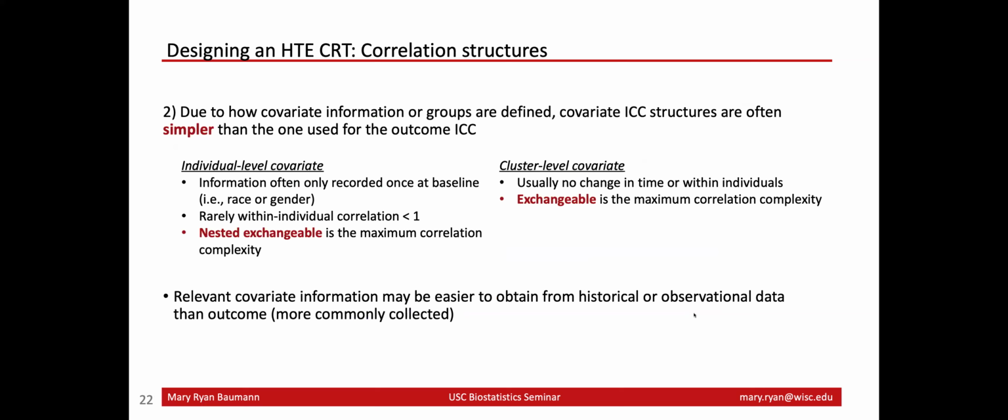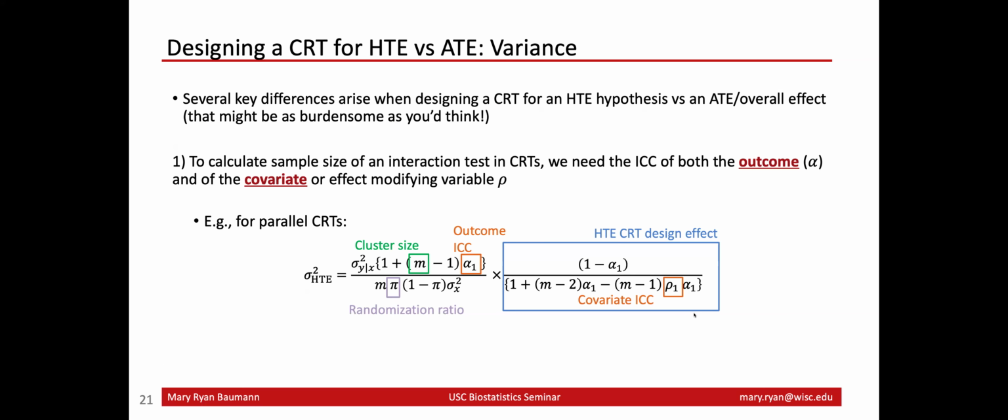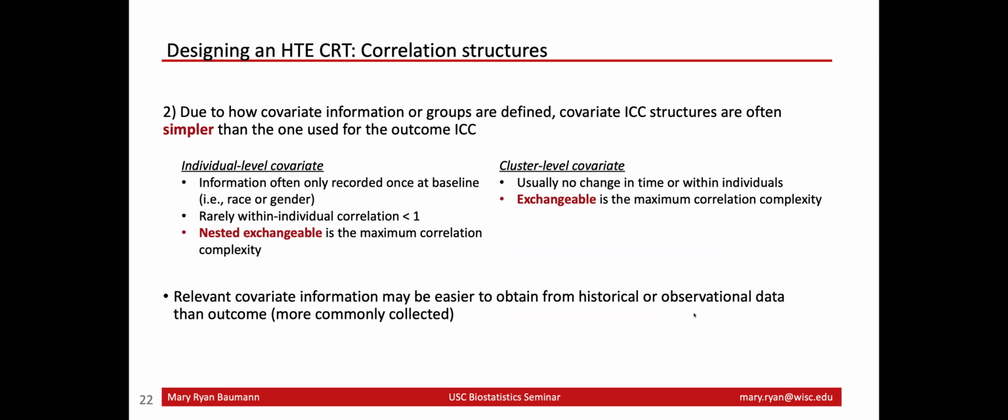Cool. So a lot of times people are freaked out by covariate ICCs a little bit, but they're not necessarily as burdensome as you might think most of the time because of how covariate information is defined in these. A lot of times the covariate ICC structures we need are simpler than the ones we would use for the outcome ICC, mostly because these subgroups are defined on baseline characteristics, so they're not changing over the course of a longitudinal study. So you don't have to define quite as many extra variables as you might think.